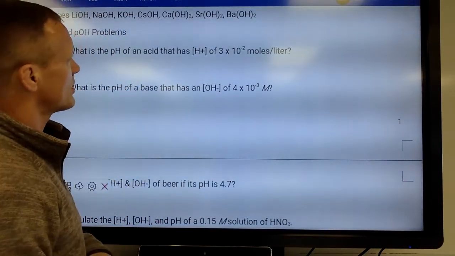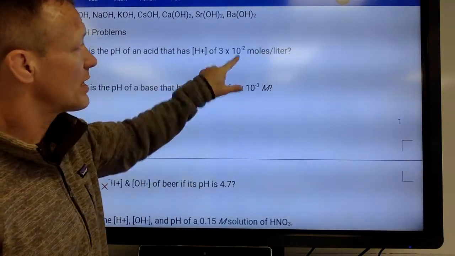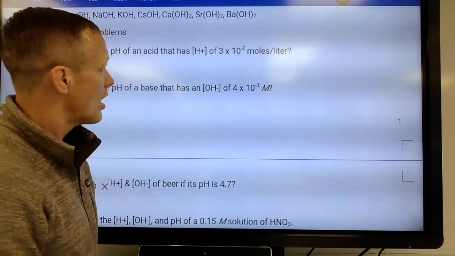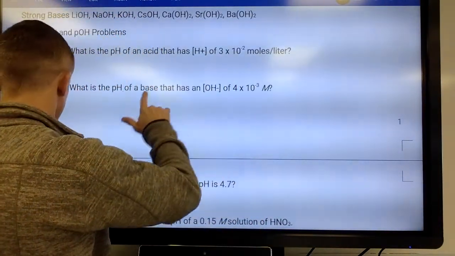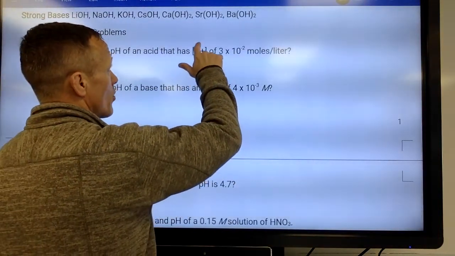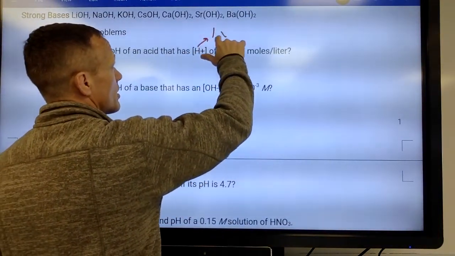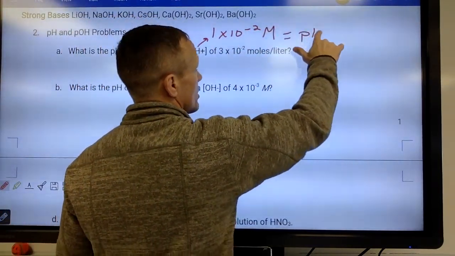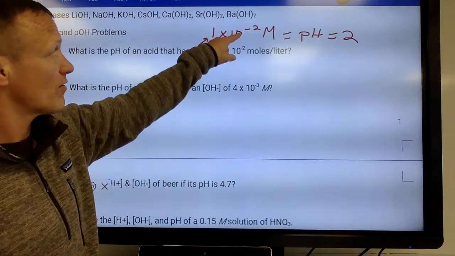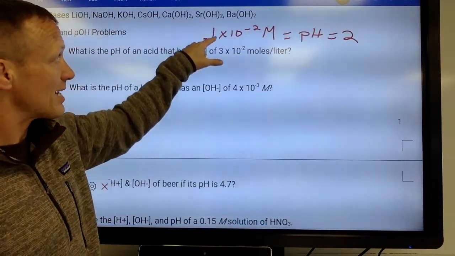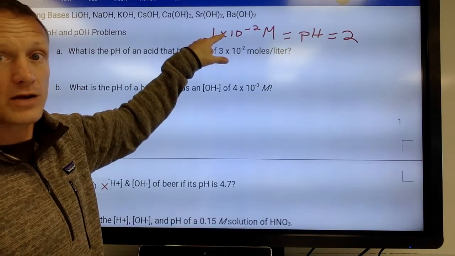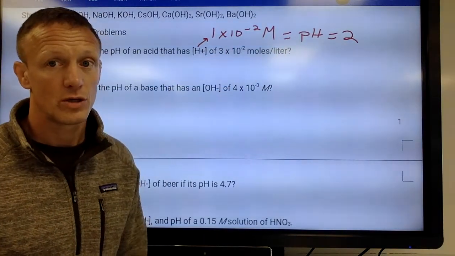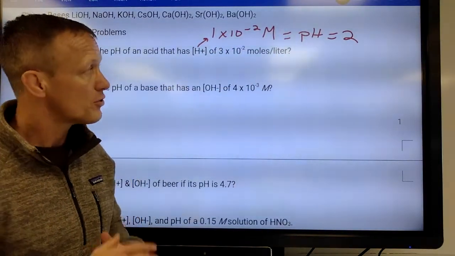First question: what is the pH of an acid that has a concentration of H plus of 3 times 10 to the negative second? One thing you do have to be able to do is estimate a little bit. I know that when this concentration is 1 times 10 to the negative second molar, that is a pH of 2. The negative log of that amount is 2. Well, 3 times 10 to the negative second is a higher concentration than that, 3 times more. So our pH should be lower than 2. It should be more acidic.